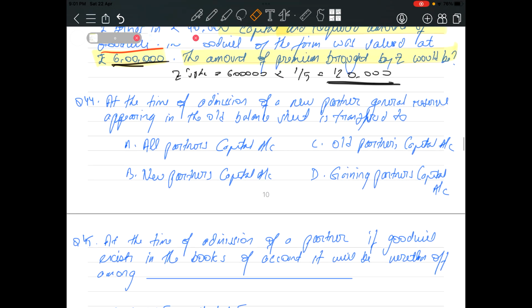Okay. Now let's come to question number 44. What is the question saying? This part, unit number 3, is where you'll have a good number of questions from, because unit number 3 covers admission, retirement, death. So 3 chapters in 1 unit, so it will take time and the video may even be longer. So please have patience and watch it.